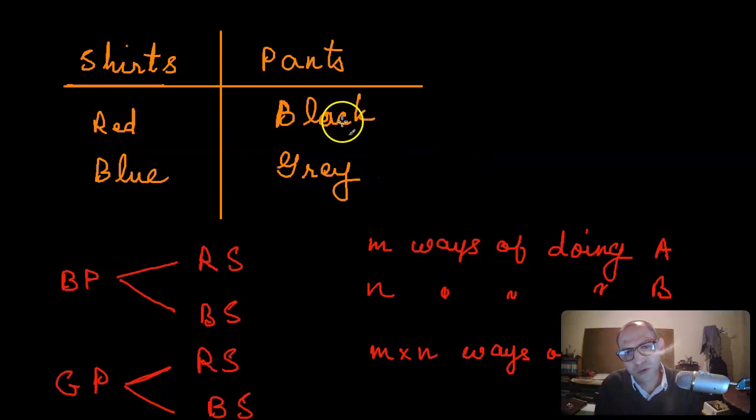So now you want to know how many days you can go out without repeating the previous day's combination. For example, today I go out with the red shirt and the black pants. The next day I go out with the red shirt and the gray pants. And then the next day I go out with the blue shirt and the black pants.